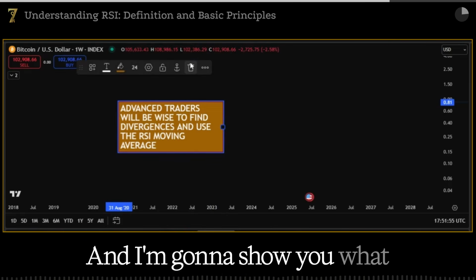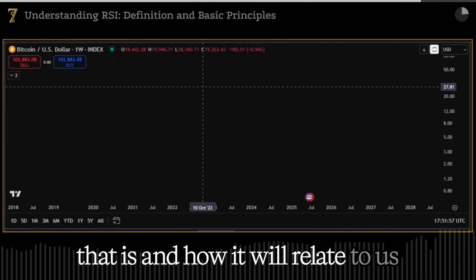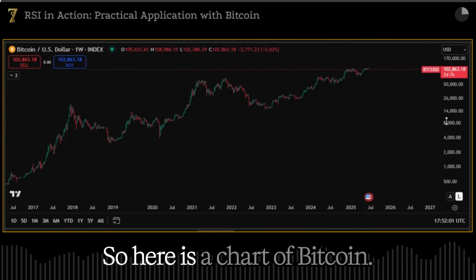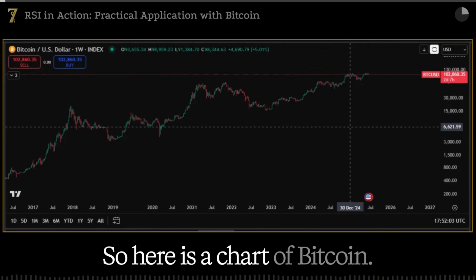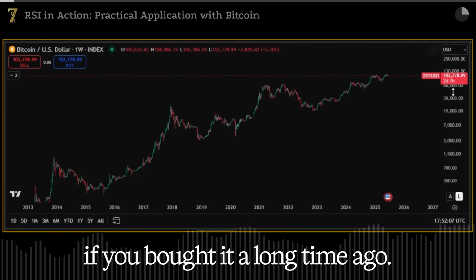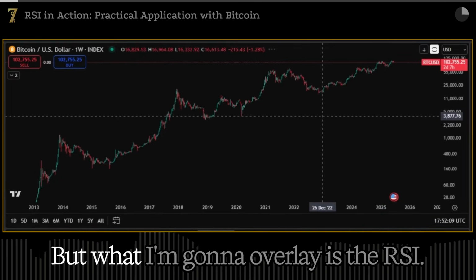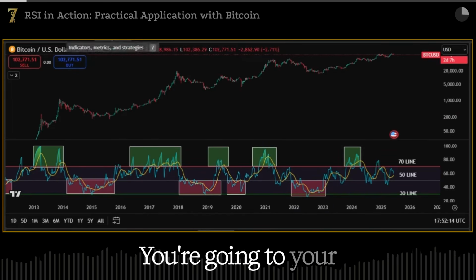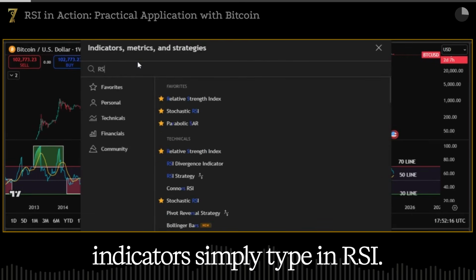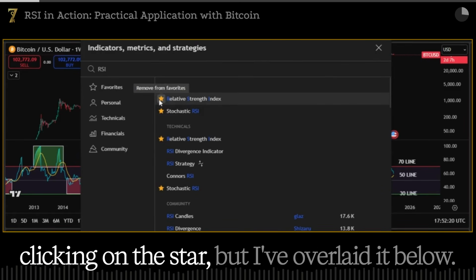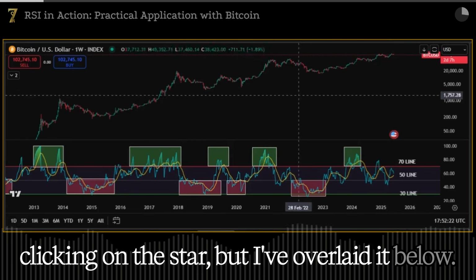And I'm going to show you what that is and how it will relate to us in our trading and in our investing. So here is a chart of Bitcoin. It's a thing of beauty, especially if you bought it a long time ago, okay? But what I'm going to overlay is the RSI. But before I do, I want to show you where to grab it. You go to your indicators and simply type in RSI. It will be saved for me in my favorites just by clicking on the star. But I've overlaid it below.